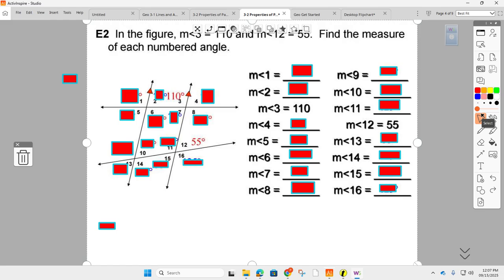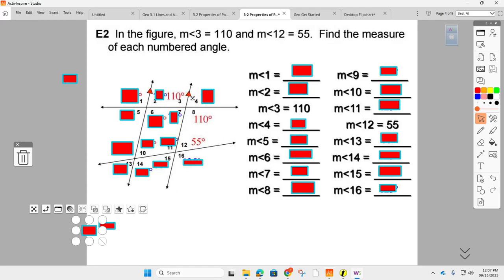What is the measure of angle 8? The measure of angle 8. What kind of angle is 8? Say it again. 110, good, Ashlyn. 110. They're congruent. What kind of angles are those, Ashlyn? Yes, very good. Vertical angles are congruent, so that was 8, so we're going to fill in 8.